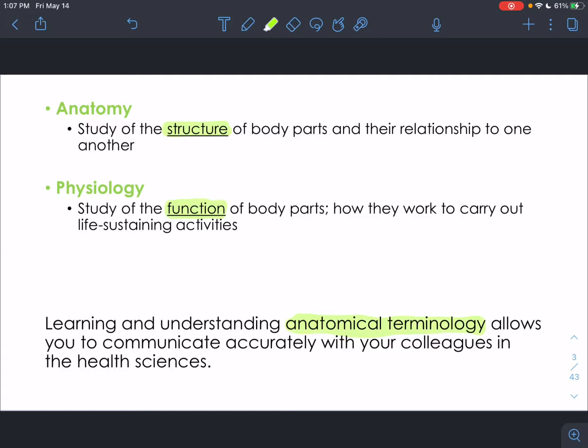Okay, so if you're seeing a patient, you're not going to write "patient has pain in their elbow" on their chart or something like that. We're going to be using more specific terminology. And it's important that we use this terminology because that way it's consistent between everyone in the field.